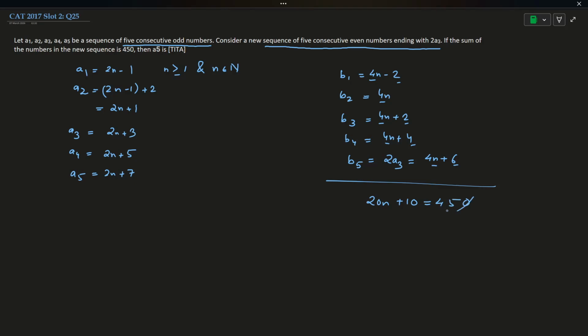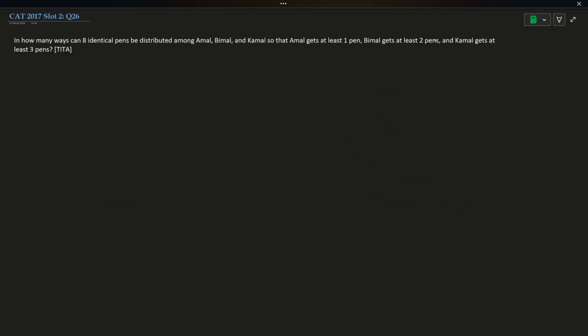450, guys. Okay. So 0, 0, 0. From here 2n equal to 44. From here n is equal to 22. Substitute n equal to 22. 2 into 22 plus 7. 2 into 22 is 44. 44 plus 7 is 51. Correct answer will be 51. Type in the answer. So correct answer is 51. Easy question, guys. Let's move on to the next question.